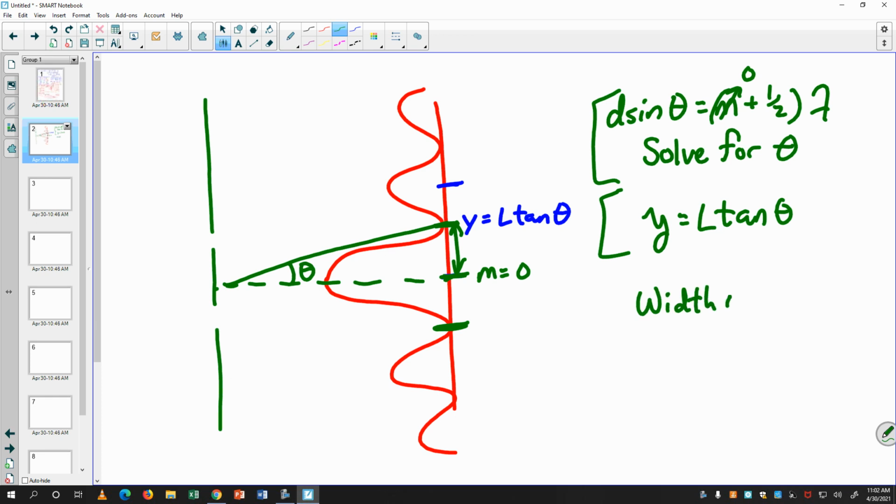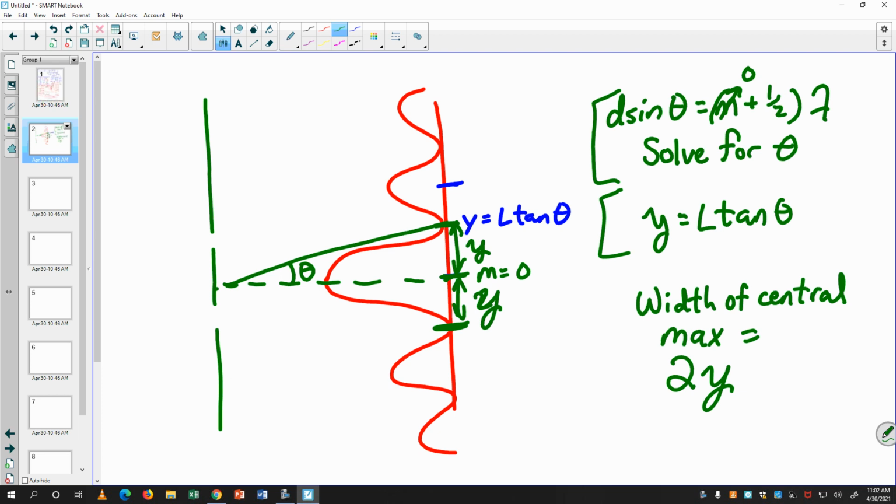The width of the central maximum, or the central bright spot, or the central fringe, is equal to 2 times y. Because this distance is y, and this distance is also y. They're symmetrical. So in order to get that total width of your central bright spot, you have to take twice that distance.